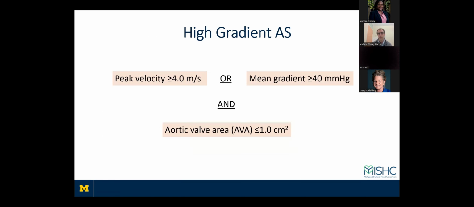And so for our bread and butter diagnosis, the more straightforward diagnosis of severe aortic stenosis, which would be high gradient aortic stenosis, that's going to be a patient that has either a peak velocity of 4.0 meters per second or above, or a mean gradient of greater than or equal to 40 millimeters of mercury, and the presence of an aortic valve area of less than or equal to 1.0 centimeters squared.